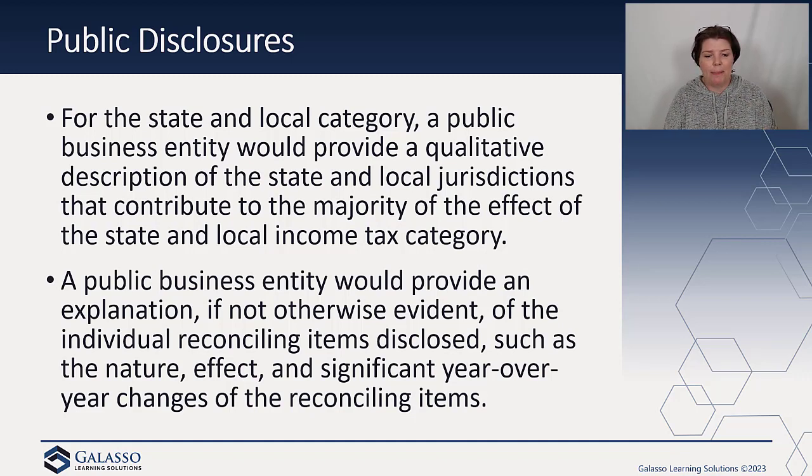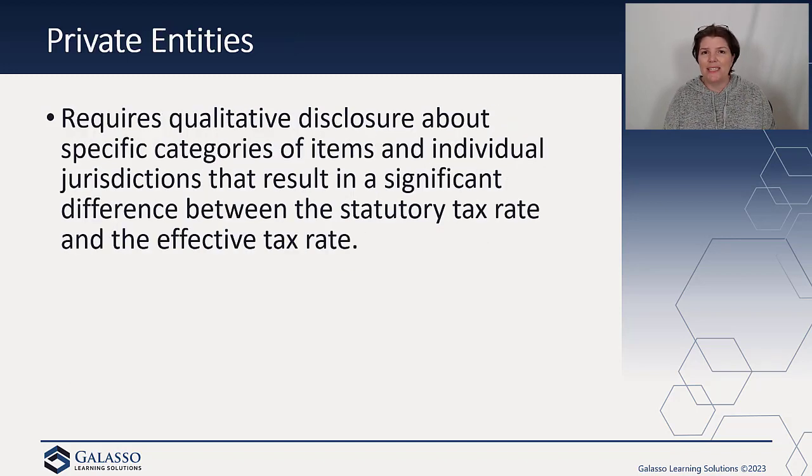In addition, a public business entity would provide an explanation, if not otherwise evident, of the individual reconciling items disclosed, such as the nature, effect, and significant year-over-year changes for any of those reconciling items. Now, private companies are not totally exempt here. They are going to provide qualitative disclosures about the categories of items and individual jurisdictions that result in significant differences between the statutory rates and the effective tax rate.